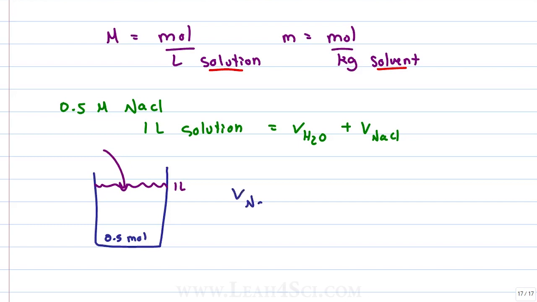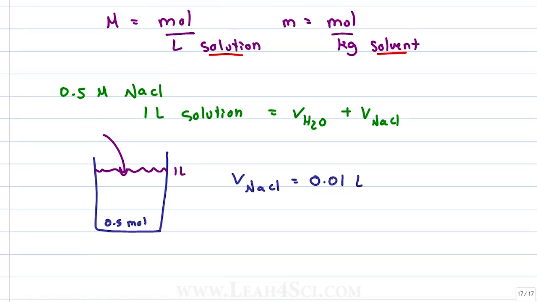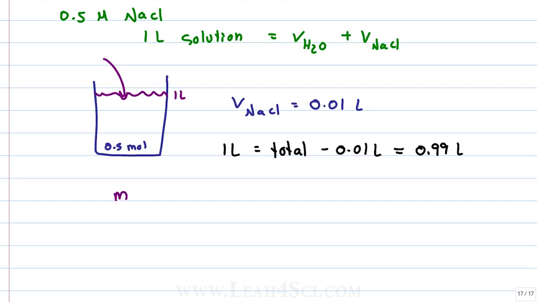Let's say that the volume of the NaCl is equal to 0.01 liters. When we have 0.01 liters to start, and then you add water till you get to that 1 liter mark, if 1 liter is equal to the total, that means we subtract 0.01 liter to give us only 0.99 liters of water added. It's not an entire liter of water, it's 99% of a liter. If we want to find the molality of this solution, it would not be the same number. Molality would be 0.5 moles of NaCl divided by 0.99 kilograms of H2O.